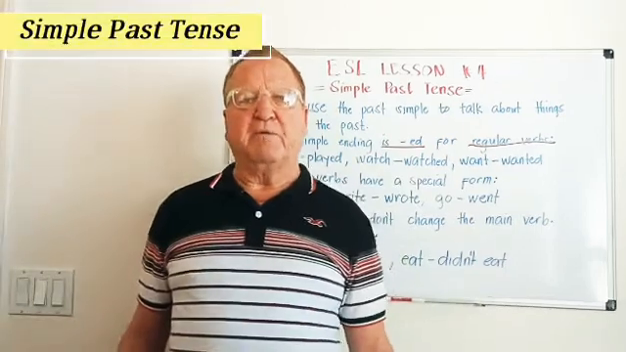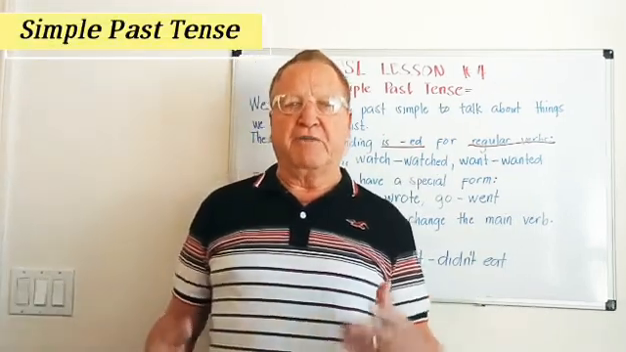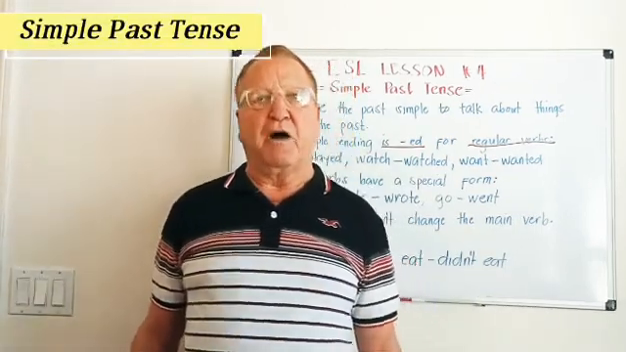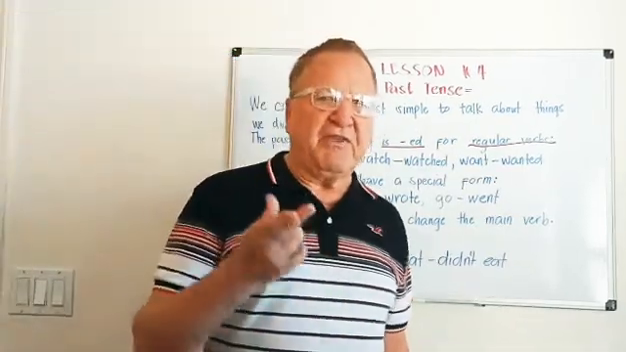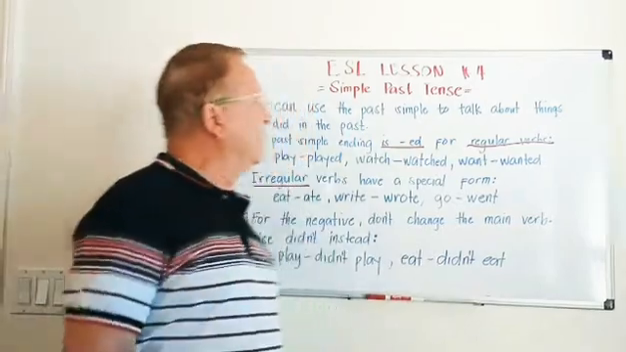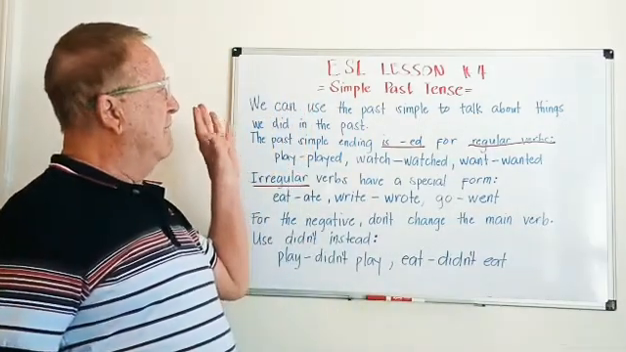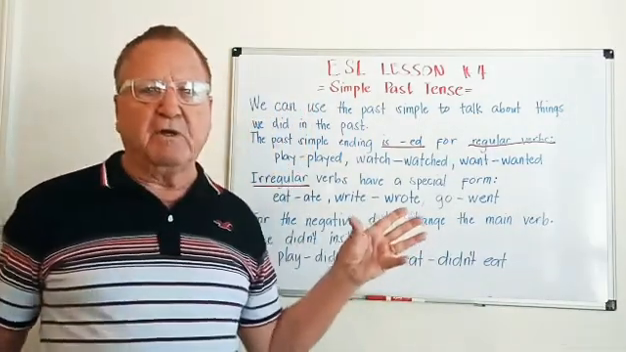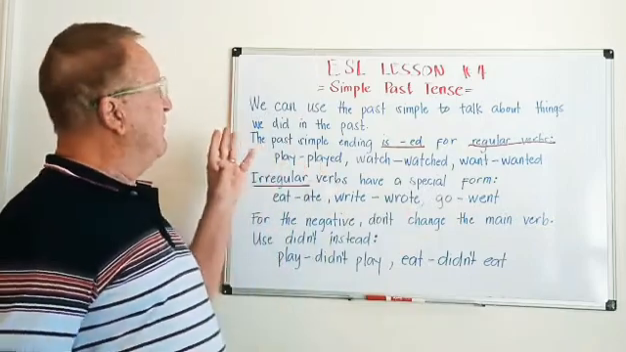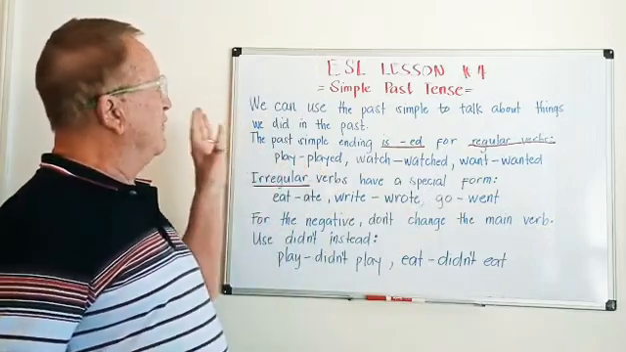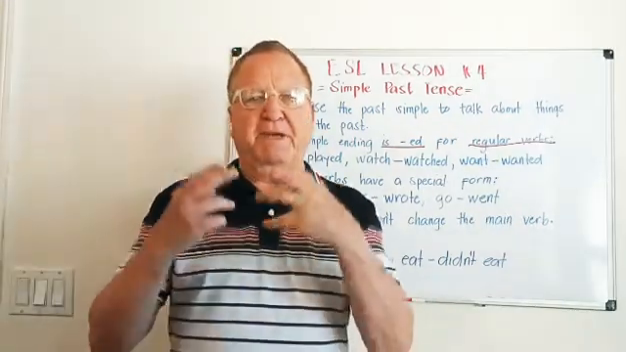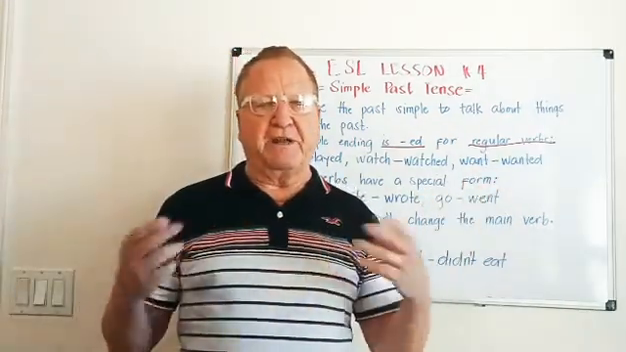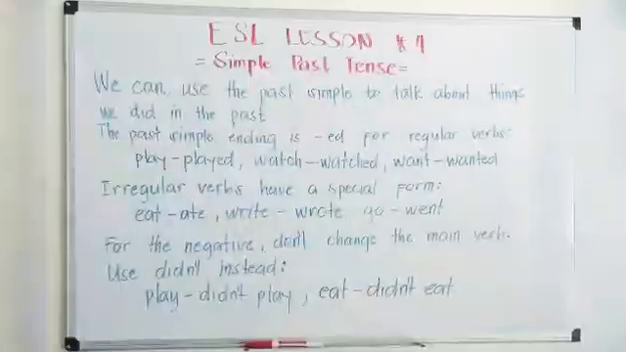So today, in continuing on with our verb tense lessons, we're going to be talking about the simple past tense. Now, the past tense could be something that takes place yesterday, or last week, last month. We can use the simple past tense to talk about things we did in the past. It could be a year ago, it could be 10 years ago, anything that's already taken place.